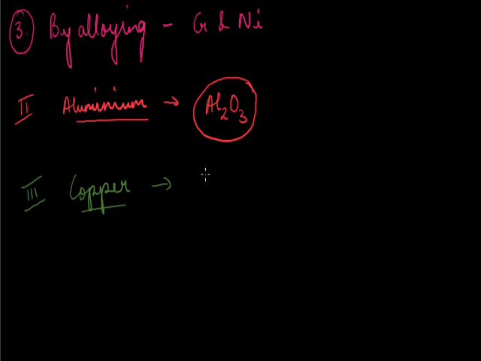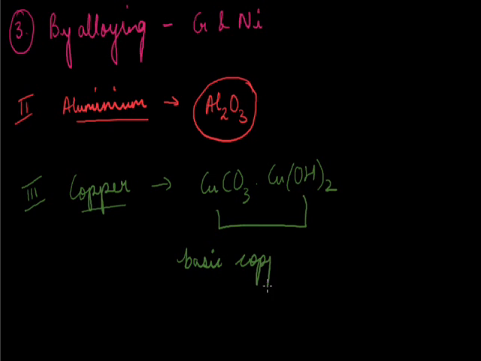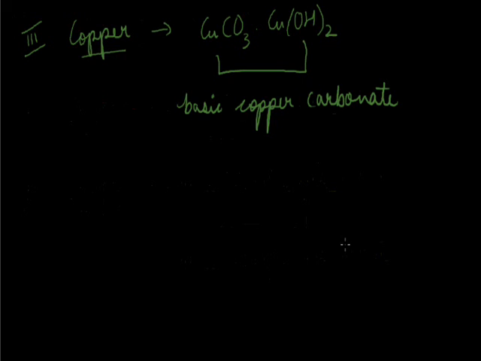What is basic copper carbonate? It is actually CuCO3·Cu(OH)2. This is basic copper carbonate, and it is formed due to the action of the surroundings on copper.